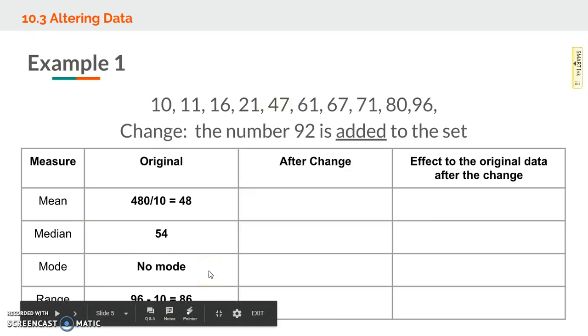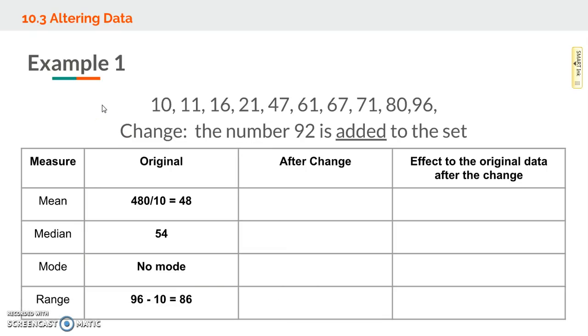If I look at our data here, it doesn't look like anything is repeated. So we're going to say there's no mode. All right. And then the range, take the biggest number minus the smallest. So you get 96 minus 10, which gives us 86. All right. So that's our information with the original numbers.